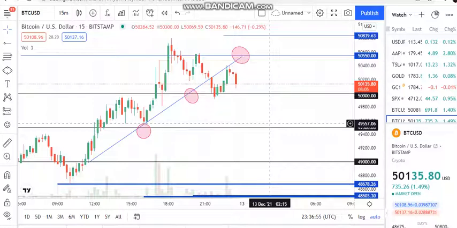So practice, make sure you study. I will be giving y'all more tips on how to trade. I'm gonna show y'all Fibonacci too.